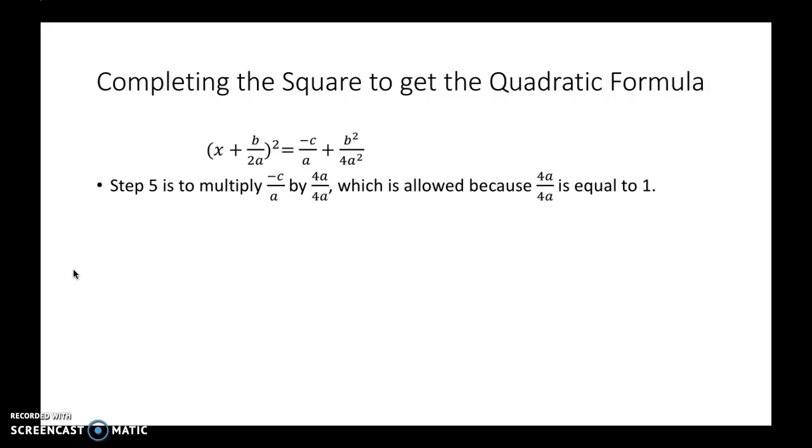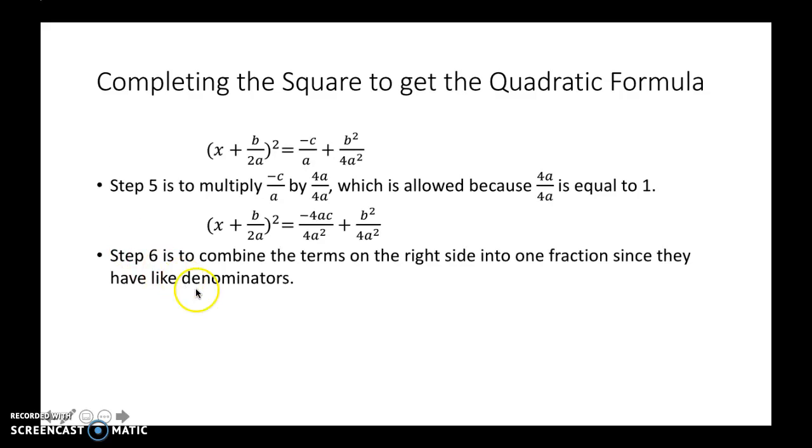And then step 5 is we want to multiply negative c over a by 4a over 4a so that the right side has common denominators, not numerators. This is allowed because 4a over 4a is just equal to 1, so it does not change the value of the quantity. Whenever we do this, they get the same denominator, so we can combine these terms, which is what we want to do in step 6.